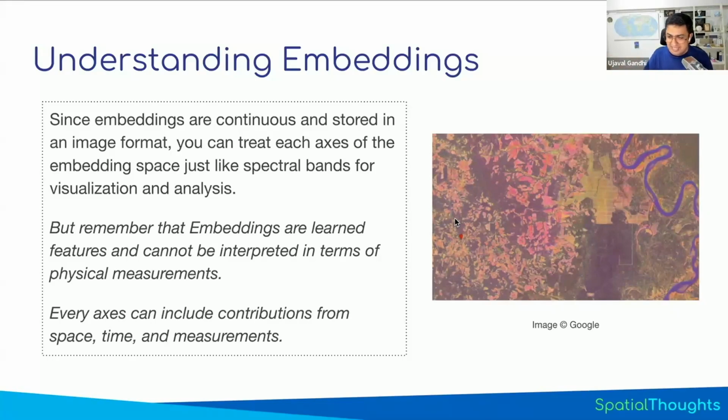Or the first embedding is like, how green is that pixel? Not really. You cannot interpret this. These embeddings are learned from a large variety of input streams, and each axis of the 64-dimensional data can have some contribution from space, time, or values from different sensors. So you can't really interpret that. They're designed to be worked together. So for all your tasks, you should be using all of them together.